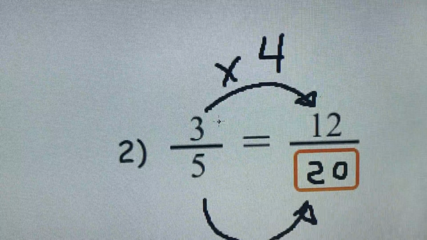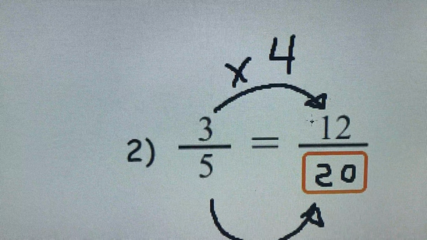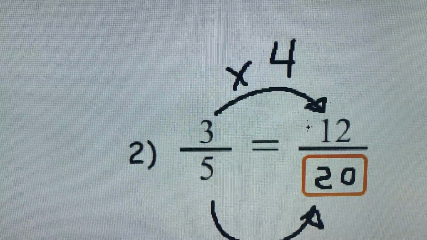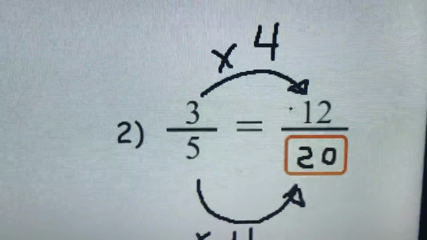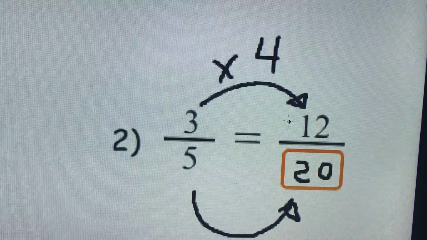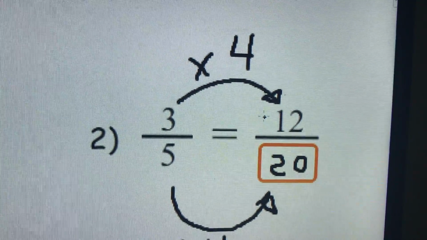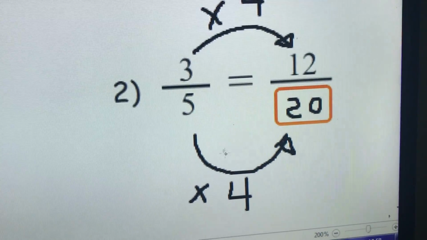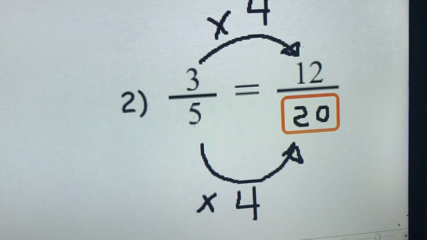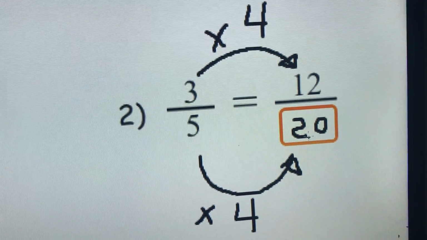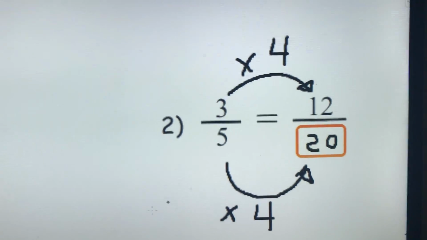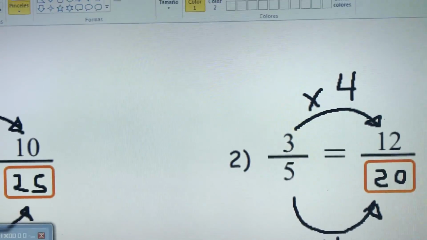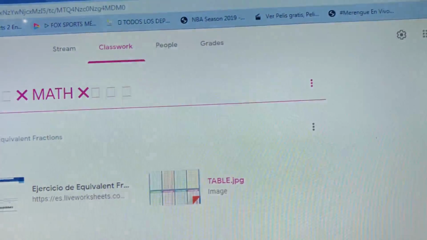Then here, one number multiplied by 3 is equal to 12. So I say 4. 3 times 4, 12. And that same number, 4, the magic number, I'm going to put it right here, and I'm going to multiply it by 5. 5 times 4, 20. And that's the answer for that. So that's basically what you need to do for the other exercises over here.